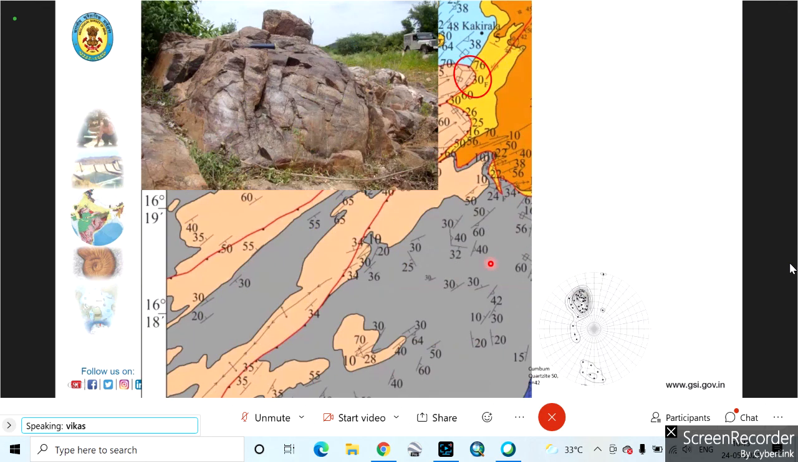And after that, it's a valley actually. These are showing you the plunge of the fold.